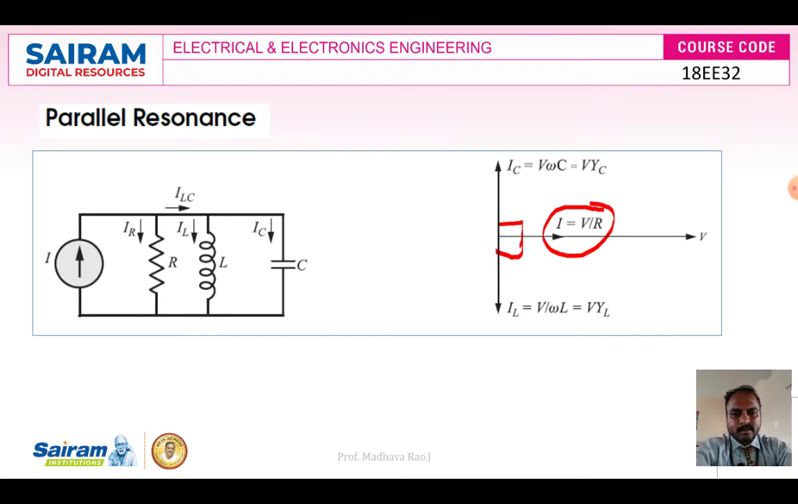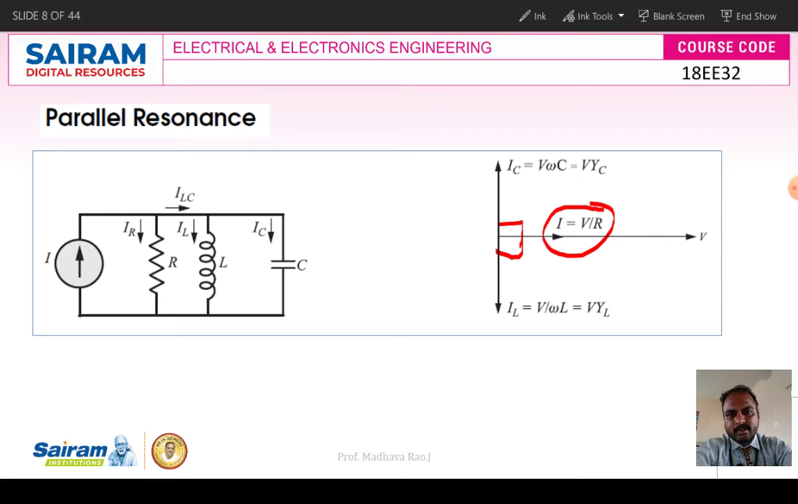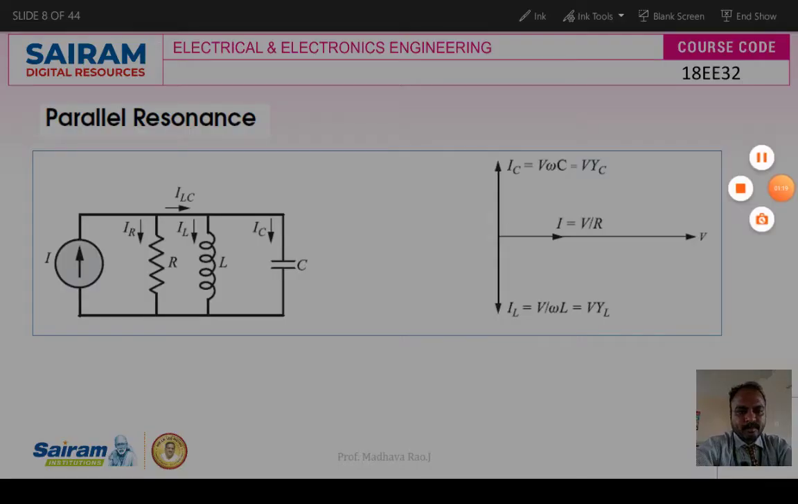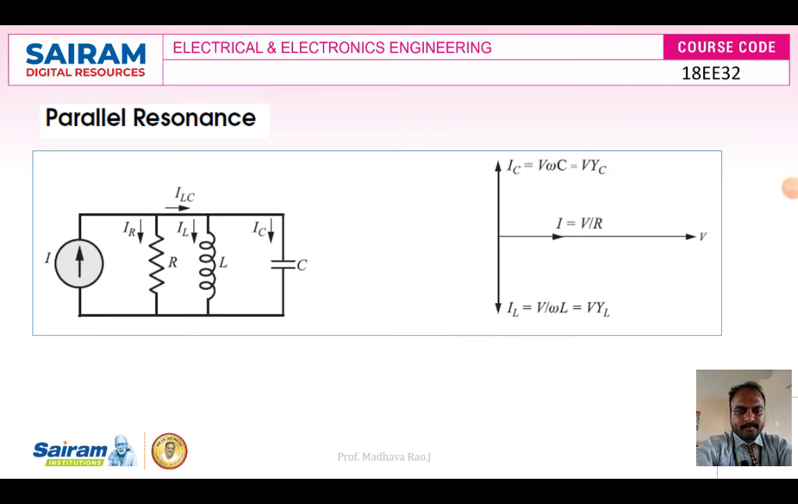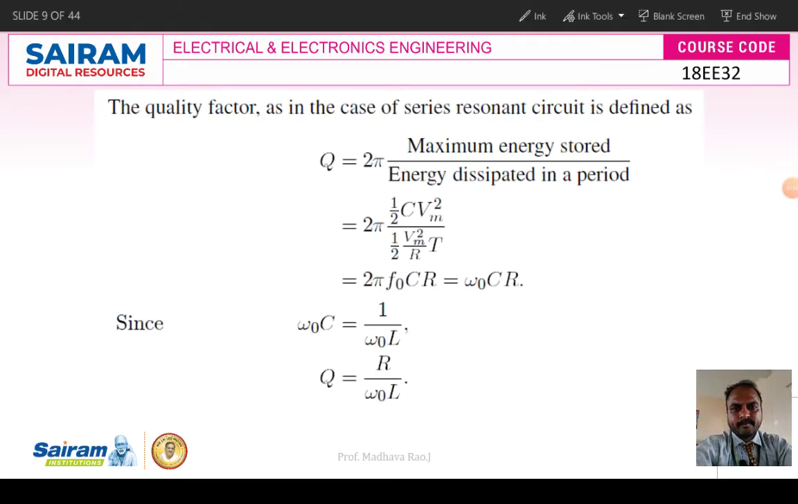Now we will see how we calculate the quality factor, and based on that we will discuss one problem in this video. Quality factor is defined as the ratio of maximum energy stored to energy dissipated in a period. Maximum energy stored is important, and energy dissipated in a period. Stored divided by dissipated is called the quality factor.